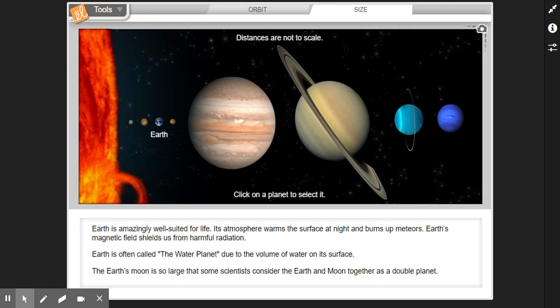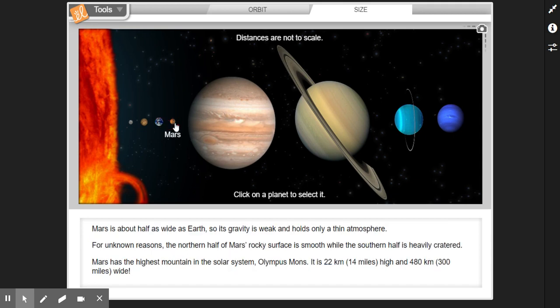So along with Venus, on question A, both Venus and Earth have well-developed atmospheres. Sometimes Earth is called the Goldilocks planet because it's just right for human life. Not too close to the sun and not too far away from the sun. All right, let's cruise out here to Mars. Mars is about half as wide as Earth, so its gravity is weak and holds only a thin atmosphere. So question B, which has only a thin atmosphere, is Mars.